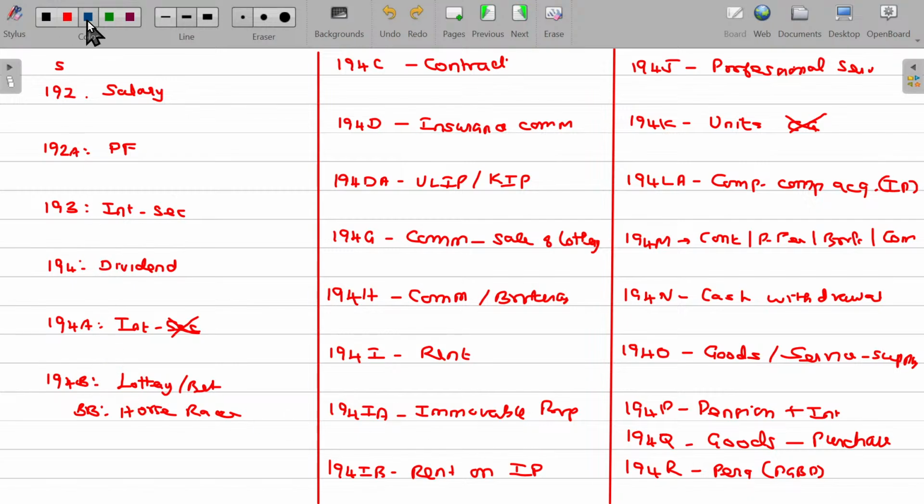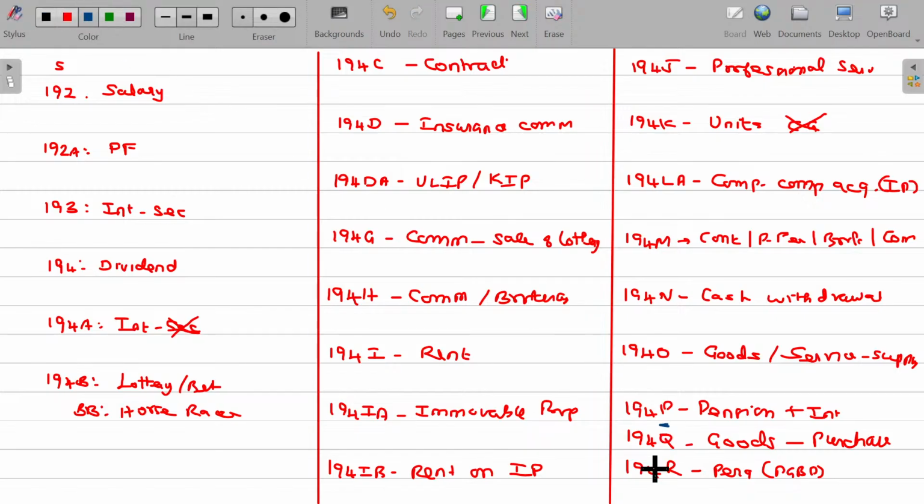And O for goods, Q for goods. O is for supply, Q is for purchase. If you are supplying goods and services beyond a limit, then TDS is applicable. Similarly, if you are purchasing beyond a limit, then also TDS will be applicable under section 194Q and 194O. Always remember that these 194 TDS sections are applicable to the payer only. He is responsible to deduct and deposit on behalf of the payee.